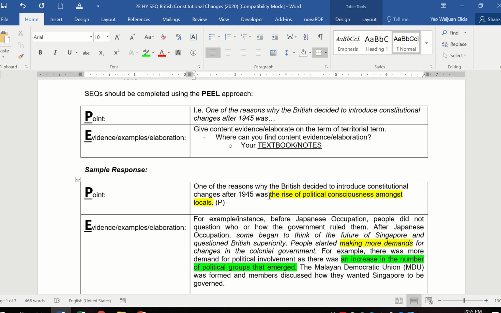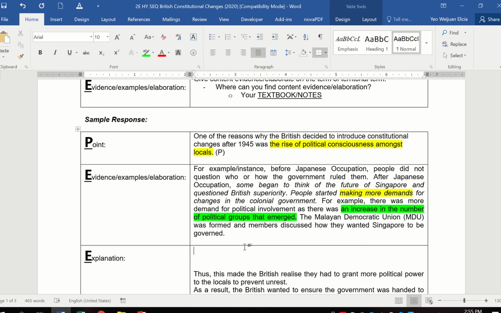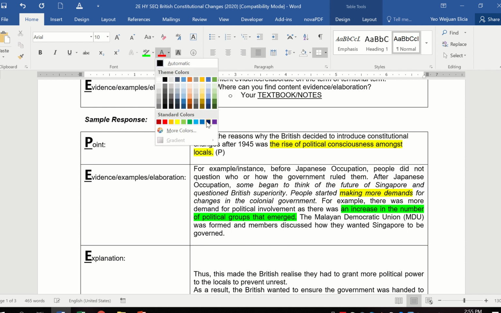So what do I mean by explanation? Now that I have identified the content point and elaborated on it, I must now explain how the rise of political consciousness actually led to the British introducing constitutional changes. So here, let's include that thinking process in words. Let's use a different color font. Let's use blue.